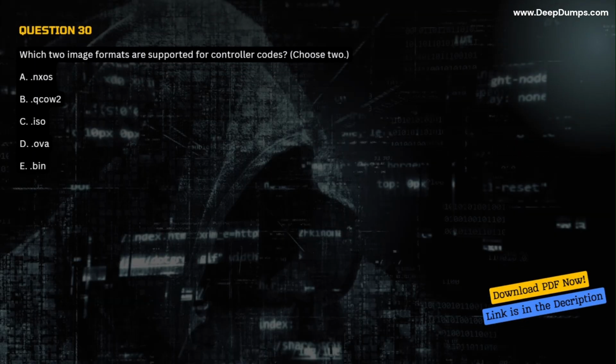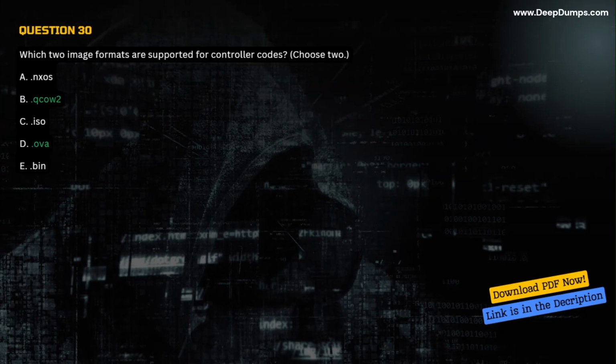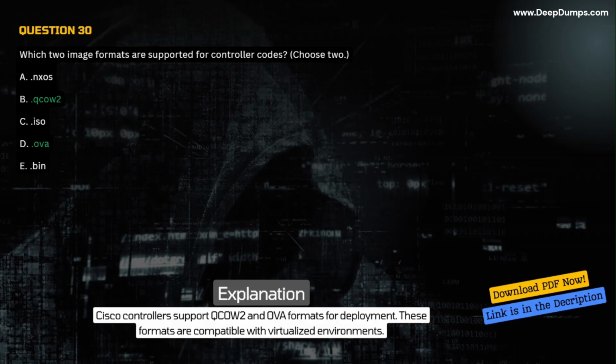Question 30. Which two image formats are supported for controller codes? Choose two. A. .nexos. B. .qcow2. C. .iso. D. .ova. E. .bin. Correct answer B and D. .qcow2. .ova. Explanation. Cisco controllers support QCOW2 and OVA formats for deployment. These formats are compatible with virtualized environments.